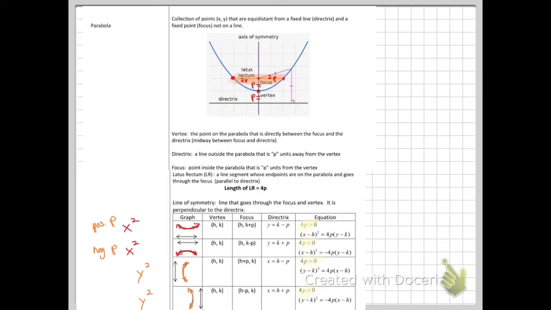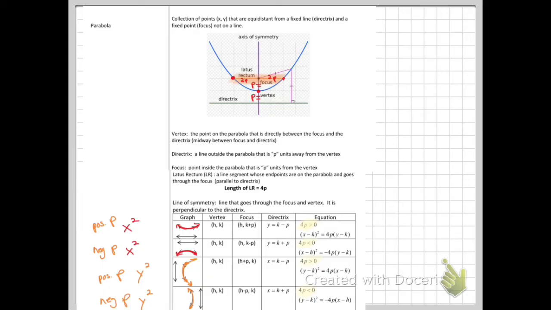Same idea for the y squareds. If you look at the way your parabola is going, if you go to the right, that's where all the positive x's are, right? So that's a positive p. But if you go to the left, when you open things to the left, the x's are negative, and the arrows are pointing to the negative side of the x-axis. That's negative p.